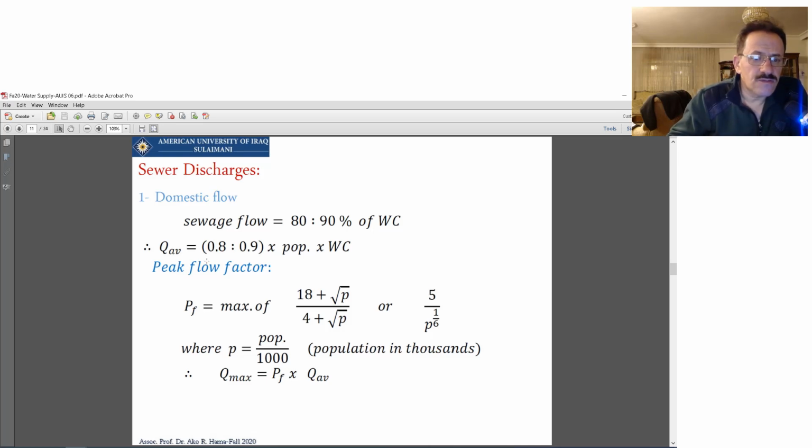Then after the average flow, I have to find the peak flow, which is equal to the factor, which is 18 plus the square root of the population, over 4 plus the square root of the population. Whichever of these two values gives you the maximum, you will take it as the peak factor, and you will multiply this Q with it. This is for the maximum Q.